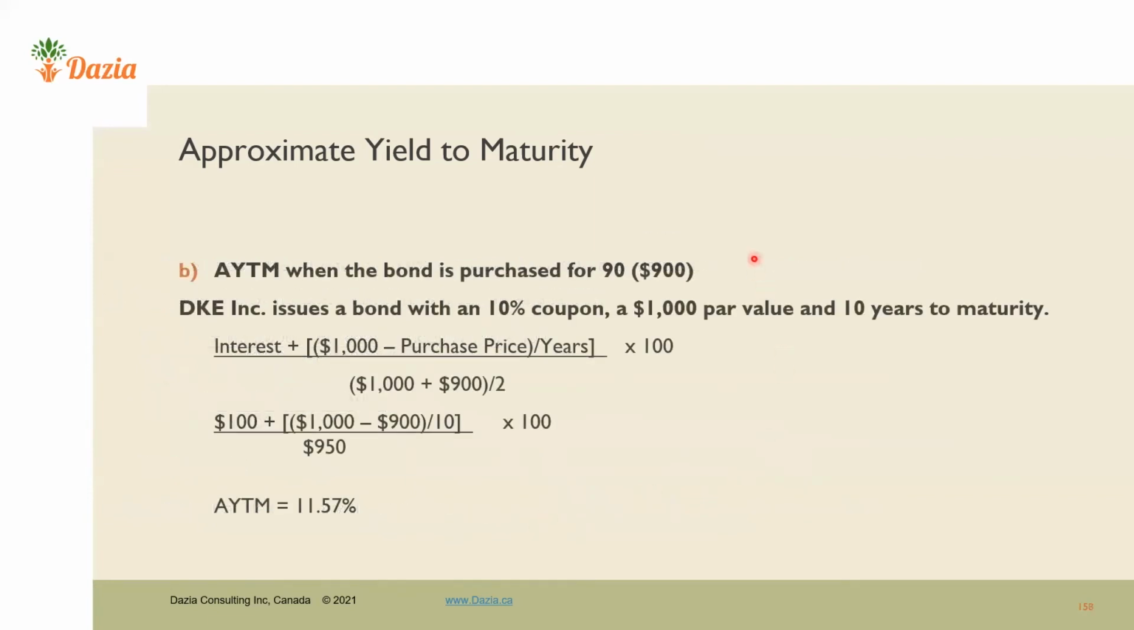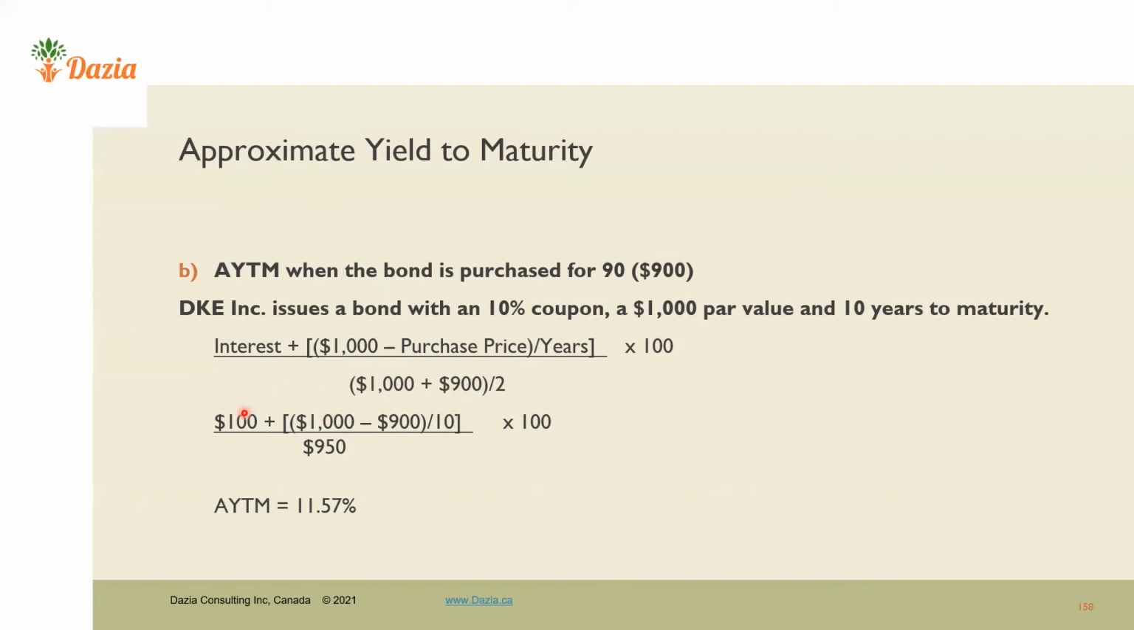AYTM when the bond is purchased at a discount. If you buy it at $900, now you bought it cheaper, so it means you have got a discount. It's good, you're happy. You bought it for 900, you're going to get 1,000 at maturity after 10 years. So you're going to get $100 extra on maturity. But that's after 10 years. So $100 divided by 10 years means $10 a year you have as a benefit. So $10 plus 100 is going to give you 110.